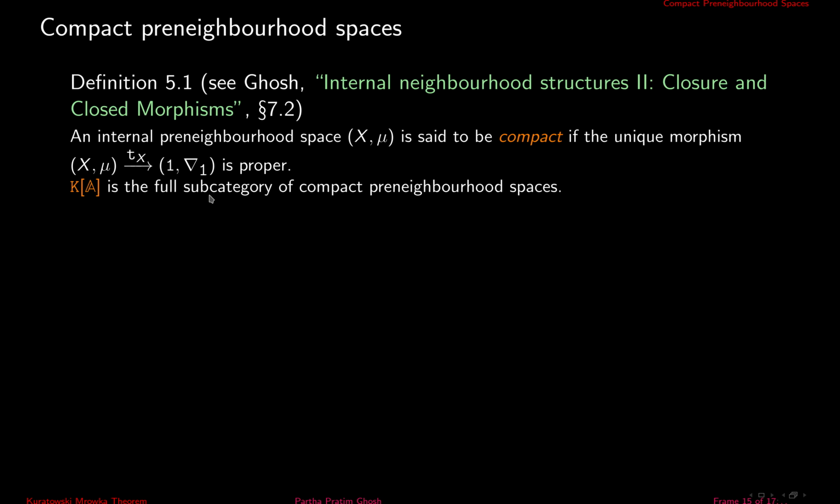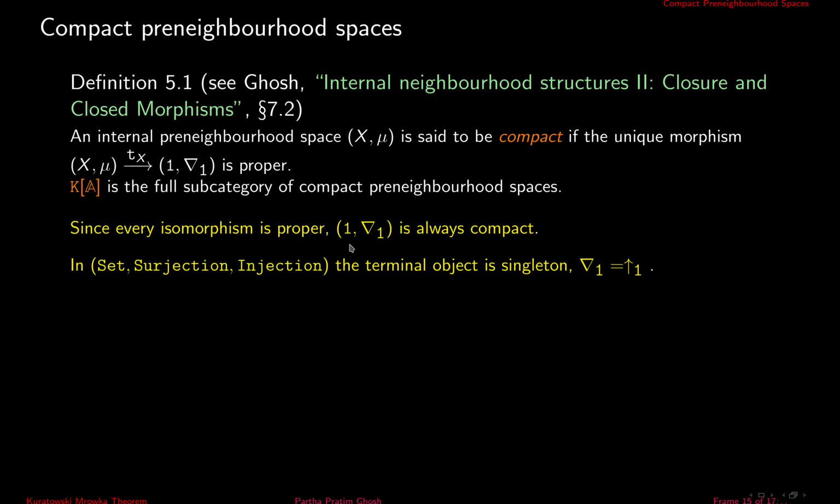and Ka is the subcategory of compact pre-neighborhood spaces. By definition, every isomorphism is proper, so the terminal object is always proper. Now this one is the same as the discrete in the case of sets, but for instance in the case of schemes this is not. So one has to be careful in executing this definition.